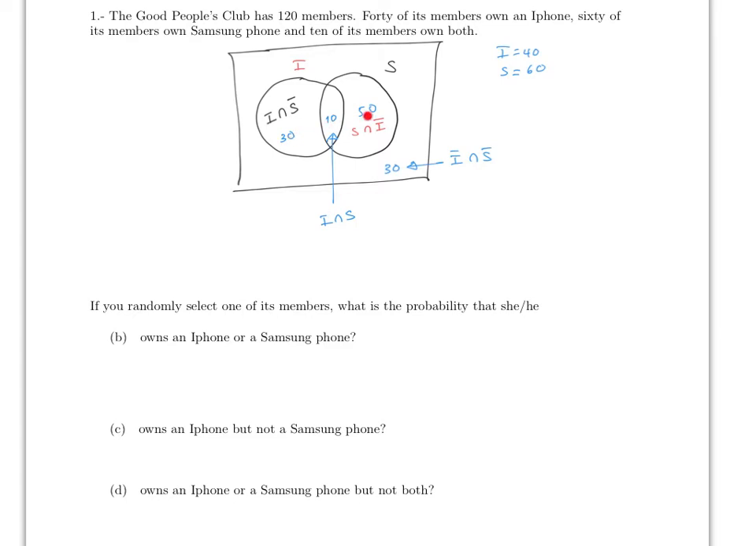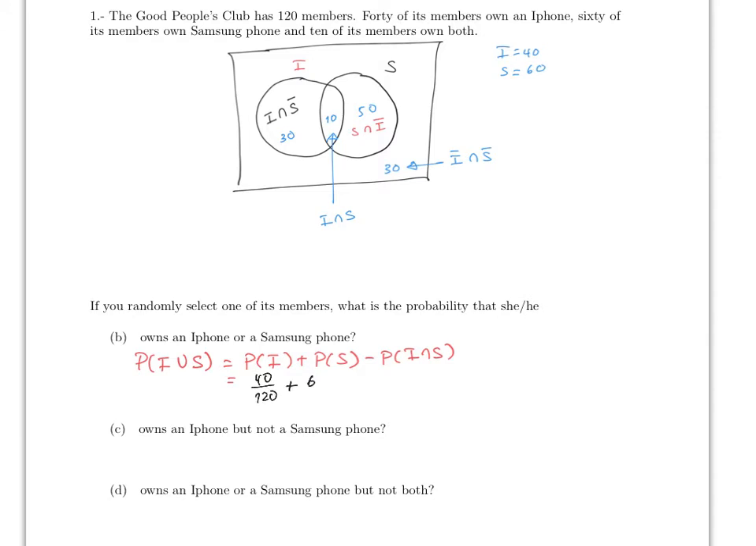Okay. So once you have this Venn diagram, it's pretty easy to solve the question. So the first part is asking, what's the probability that the person has an iPhone or a Samsung phone? So you can use the addition formula. You can actually also get the answer just by looking at the diagram. I'll show you that right now too. According to this, there are 40 people that have an iPhone. So this will be 40 over 120.